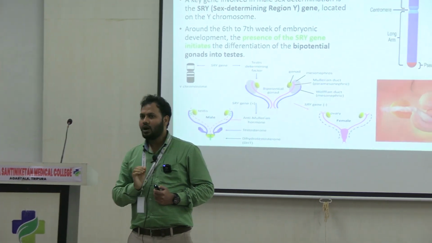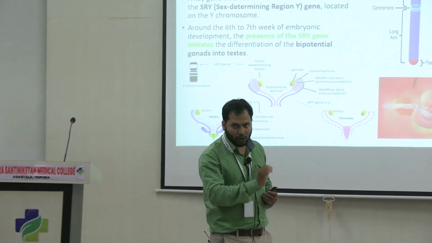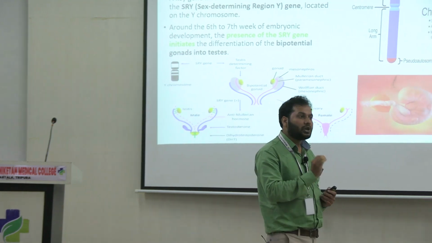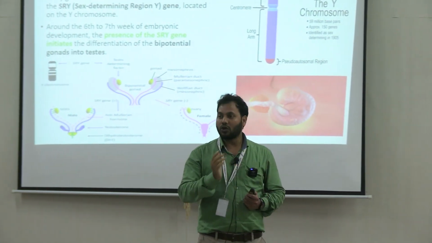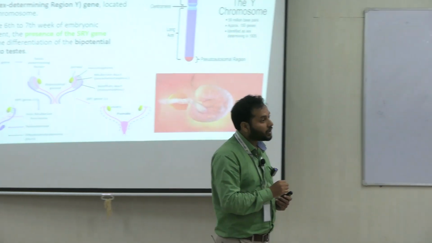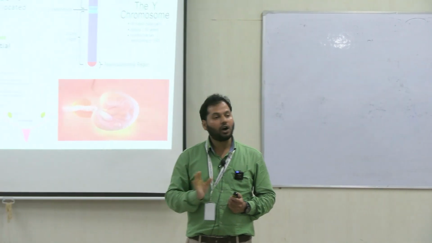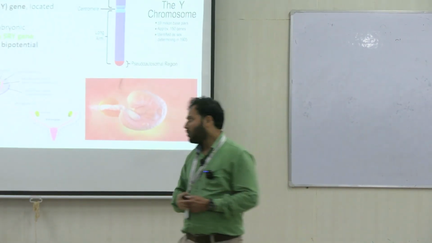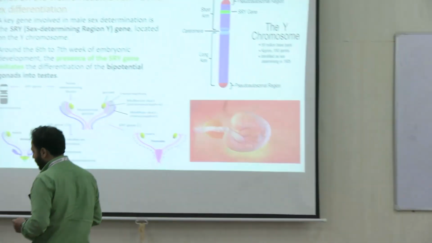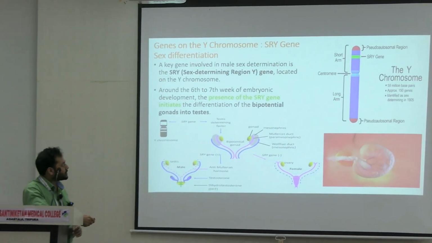Sometimes, not only the sex chromosome, not only the SRY gene, there are a certain number of genes which are not present in the sex chromosome. Instead, they are present in autosomes. They also play an important role in the determination process or differentiation process. Now, we will see the role of the SRY gene and the role of the Y chromosome in sex determination.